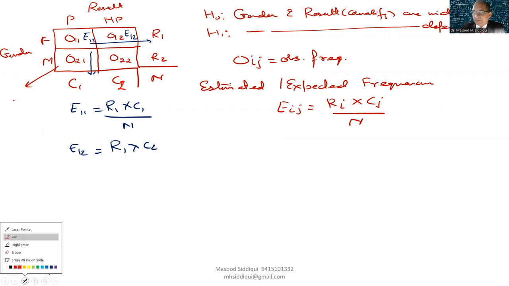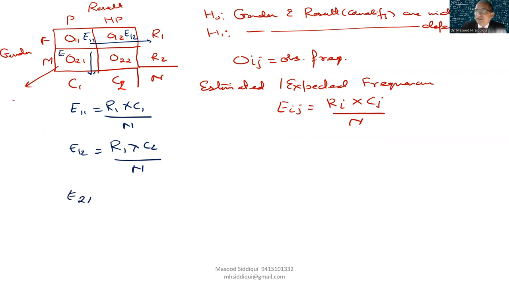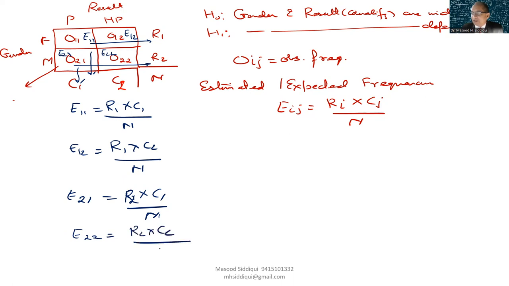Okay, so E12 is R1 into C2 divided by N. In the same way, E21 is this value: R2 into C1 divided by N. And the last value, E22, would be R2 into C2 divided by N. Right? These are the expected frequencies.